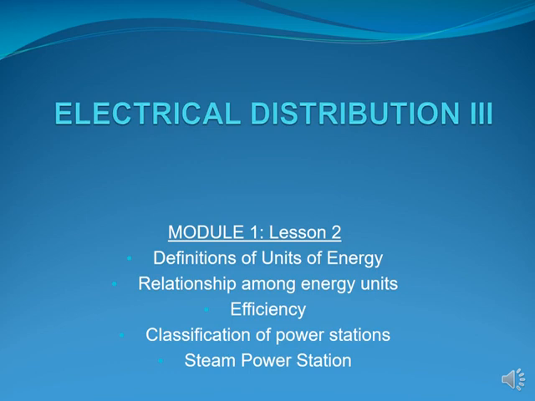Then we're going to calculate the efficiency that you can get out of a certain unit. And then we are going to talk about the classification of the power stations and the different types of power stations that we have. And we're going to end this lesson by just looking at the steam power station. Then the remainder of the other power stations we're going to be looking at in the next lesson. Otherwise, the lesson will be too long for us.